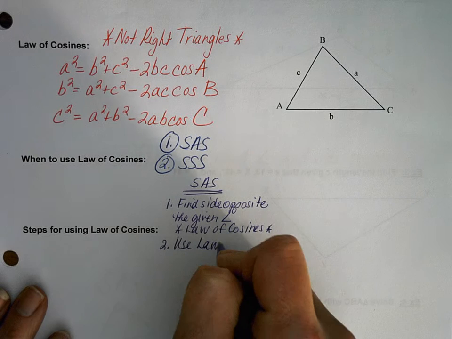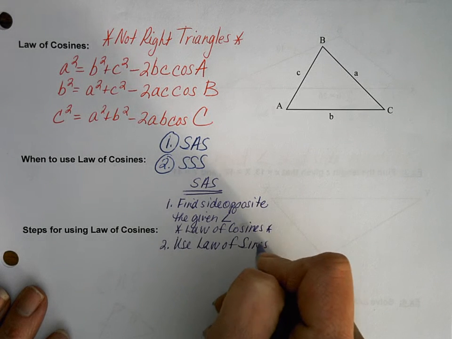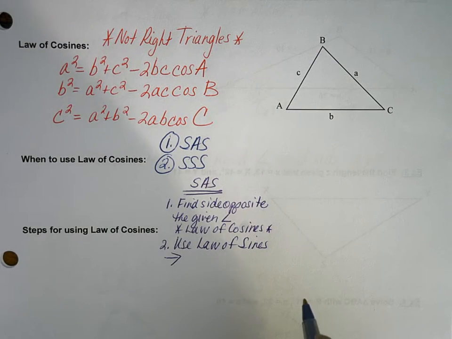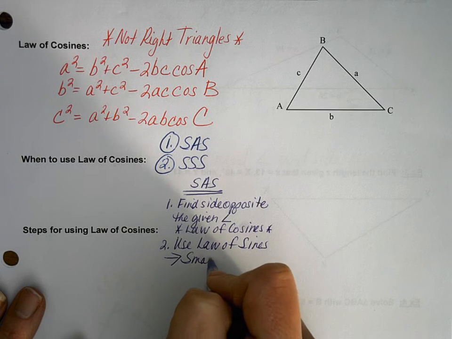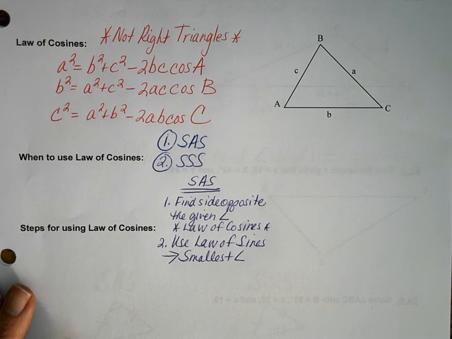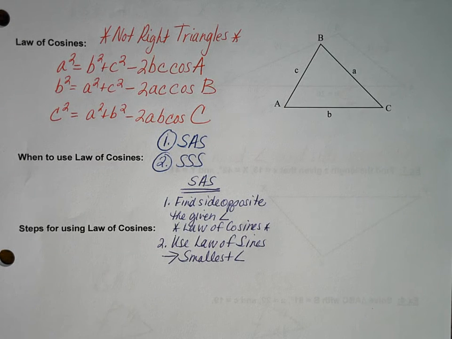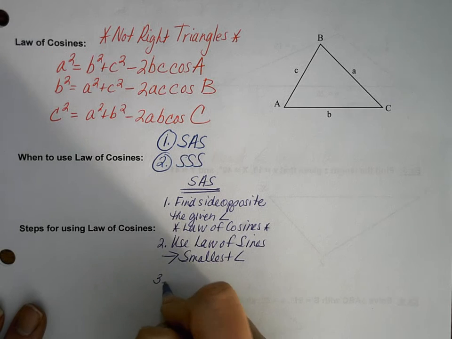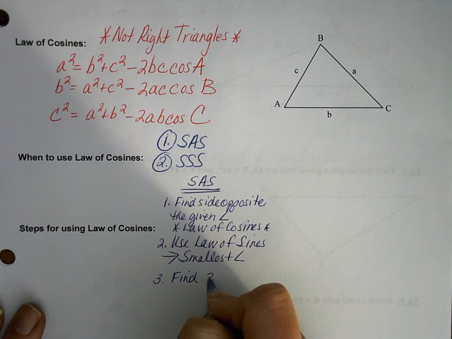but I have to be very careful. When I use that law of sines, I need to make sure that I find the smallest angle in the triangle. And the reason that I need to make sure that I find the smallest angle is so that I make sure that that angle is not going to be an obtuse angle. I want to find an angle that I know is not going to be bigger than 90. All right? And then last but not least, I'm going to find the third angle.